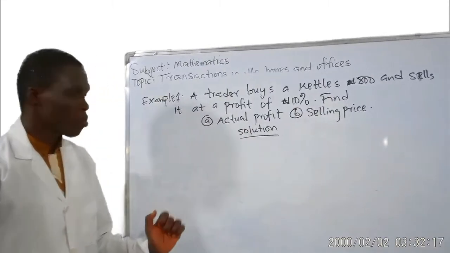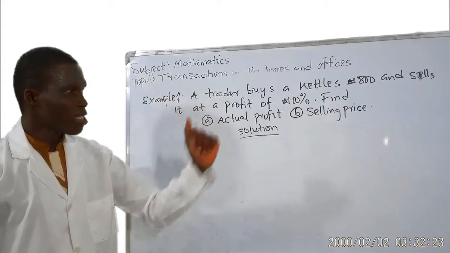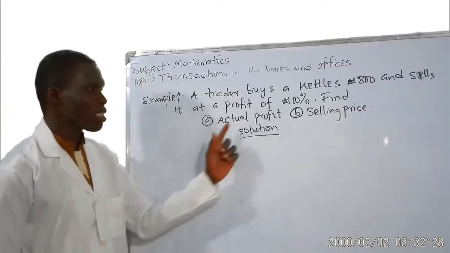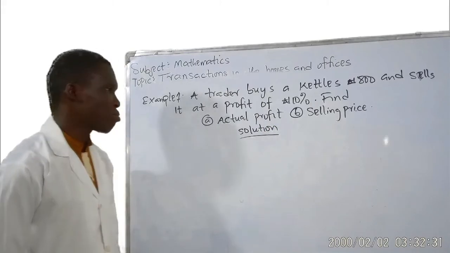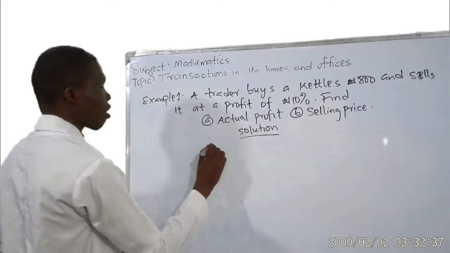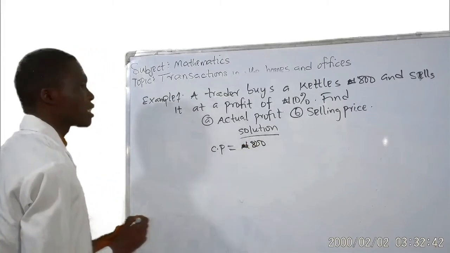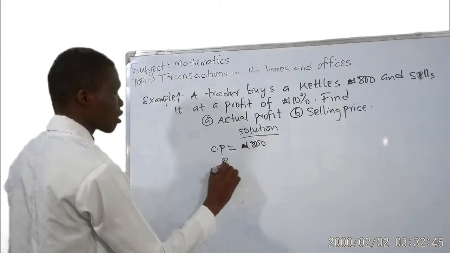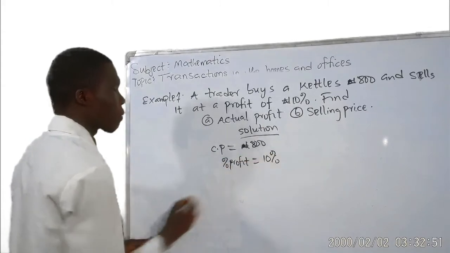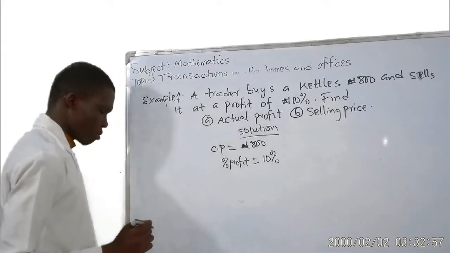Let's solve this. The question is, a trader buys a cattle at 800 naira and sells it at a profit of 10%. Find the actual profit and the selling price. So what are we going to do? You can see that the cost price is 800 naira, while the percentage profit is 10%.